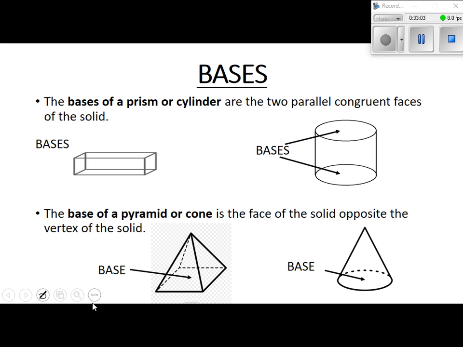It's got two bases, but all the rest of the faces are rectangles, not squares. So that's what makes it a prism. It's got two bases, whatever they are, all the rest of the faces are rectangles. Pyramid, one base, and all the other faces are triangles. The Egyptians built those.